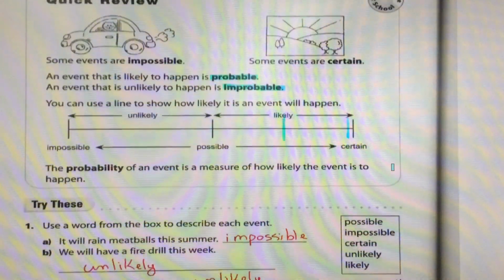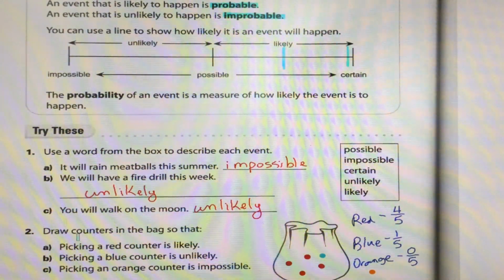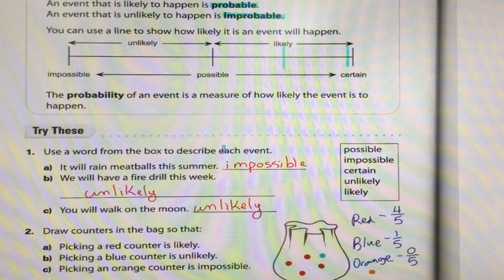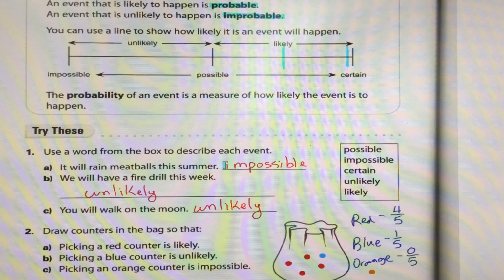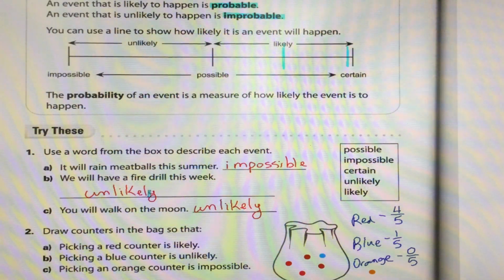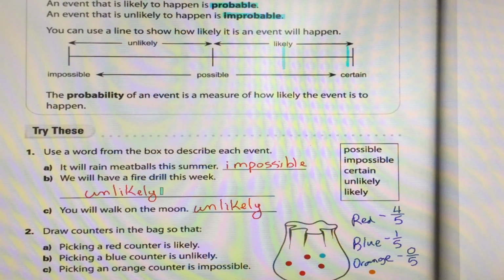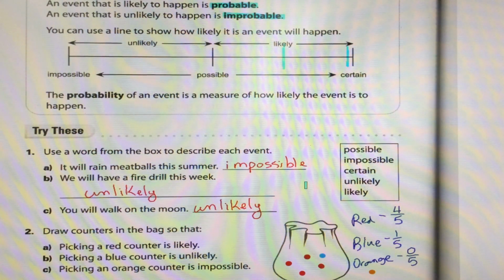So as we come down here, this is our practice. It says use a word from the box to describe each event. So we have possible, impossible, certain, unlikely, and likely. So the first one says it will rain meatballs this summer. Well, I'm pretty sure we could agree that that would be impossible. We will have a fire drill this week. It's unlikely we will have a fire drill because most weeks we don't have a fire drill.